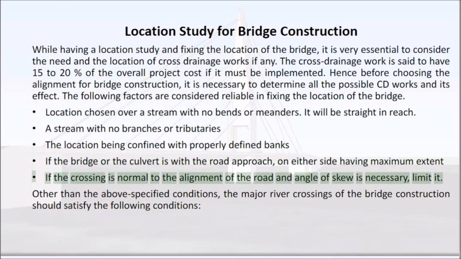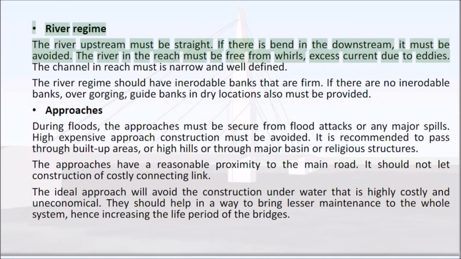If the crossing is normal to the alignment of the road and an angle of skew is necessary, limit it. Other than the above specified conditions, the major river crossings of the bridge construction should satisfy the following conditions. River regime: the river upstream must be straight. If there is a bend downstream, it must be avoided. The river in the reach must be free from whirls and excess current due to eddies.